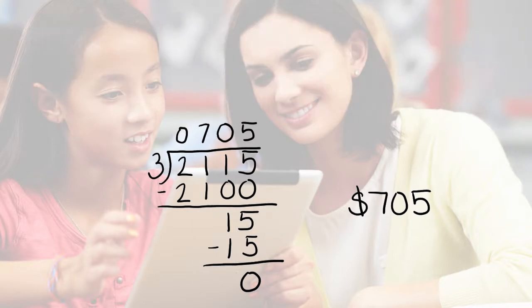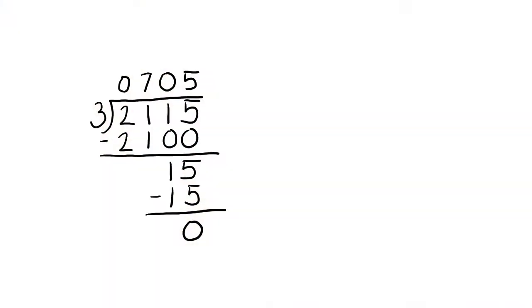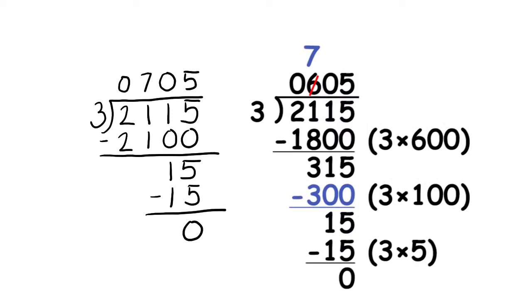One advantage to this algorithm is that the quotient can be flexible as students are solving the problem. Looking at this example, you can see the student realized that after choosing 6 in the hundreds place and subtracting 1,800, there were still 315 left. One additional 100 could be added to the quotient, so the 6 was changed to a 7 and 300 was subtracted from the dividend. The student then continued the problem to find the answer.